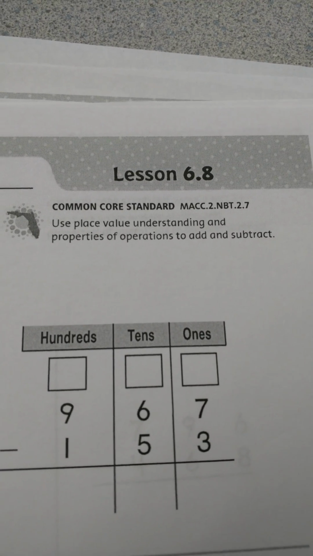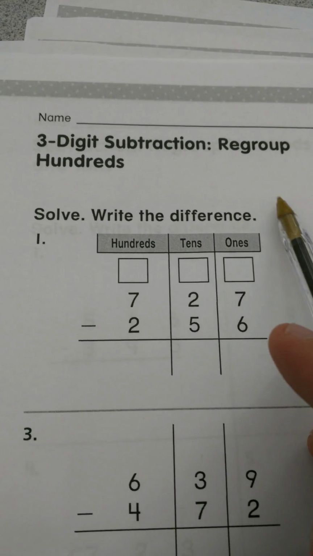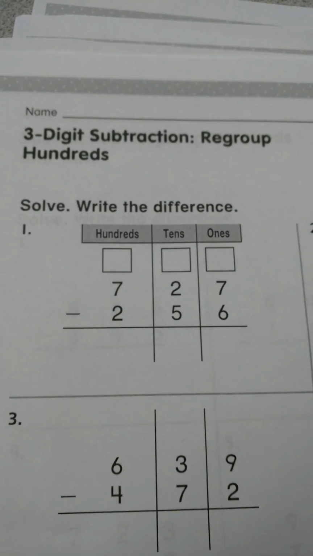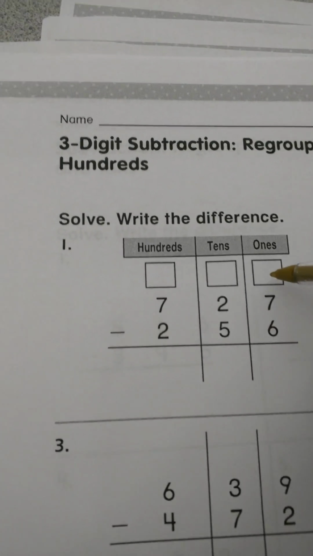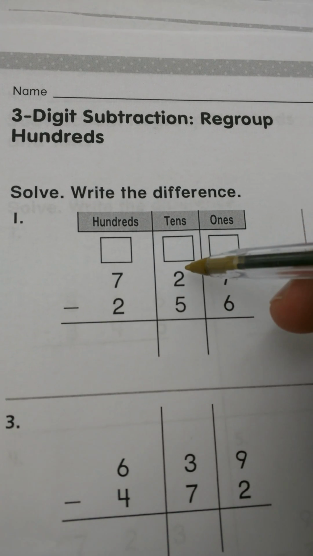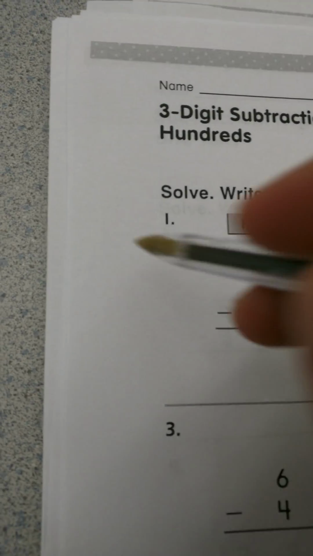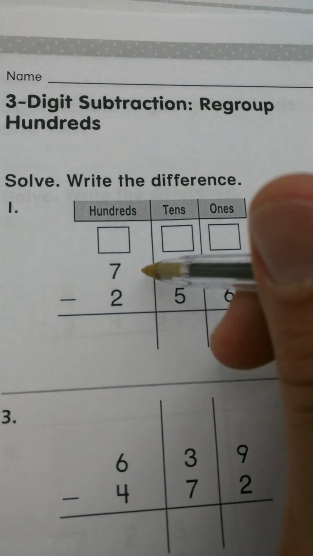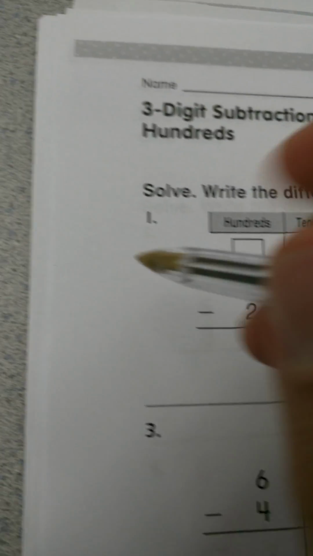This is second grade Go Math lesson 6.8, and today we will regroup hundreds with 3-digit subtraction. Alrighty, so what I'm going to do for one of these is draw a picture just to show it. So we have 727 minus 256. I want to draw a place model representation of the top number here, 727.